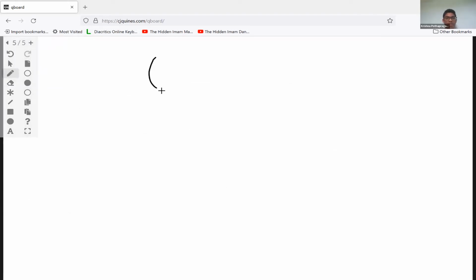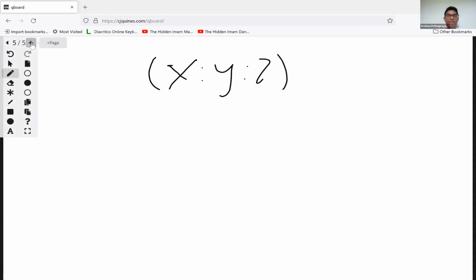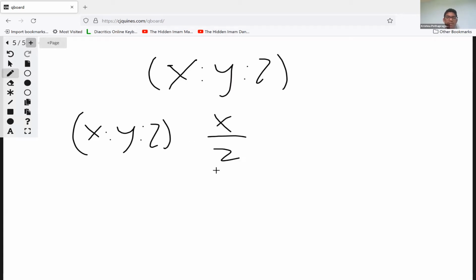A real projective plane, even though it's a plane, every point will have 3 coordinates. Actually, I'll do x, y, and z. The real projective plane looks like the Cartesian plane, except we add points at infinity per this mechanism. So without the visual representation, we say that x, y, z is basically the same as x over z, y over z, if z is not equal to 0.